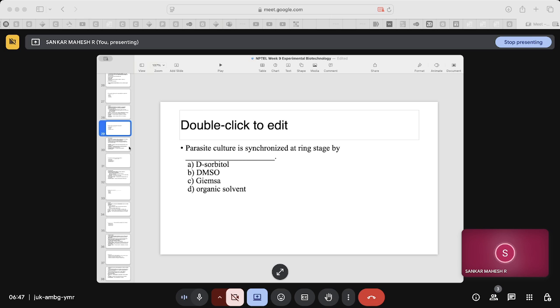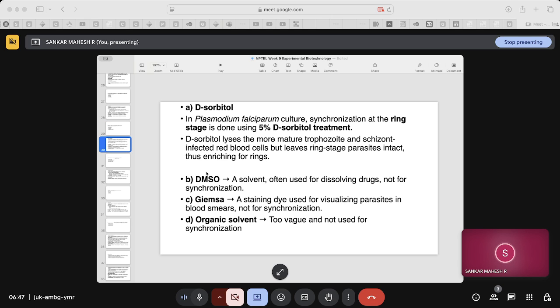And if you look at the other options, DMSO, which is dimethyl sulfoxide, we use this for dissolving compounds, in this case drugs, that are not usually water soluble. DMSO tends to dissolve most hydrophobic compounds. We use that routinely for crystallization. Giemsa is a staining dye that is used to visualize these parasites. And organic solvent, DMSO is one of the organic solvents.